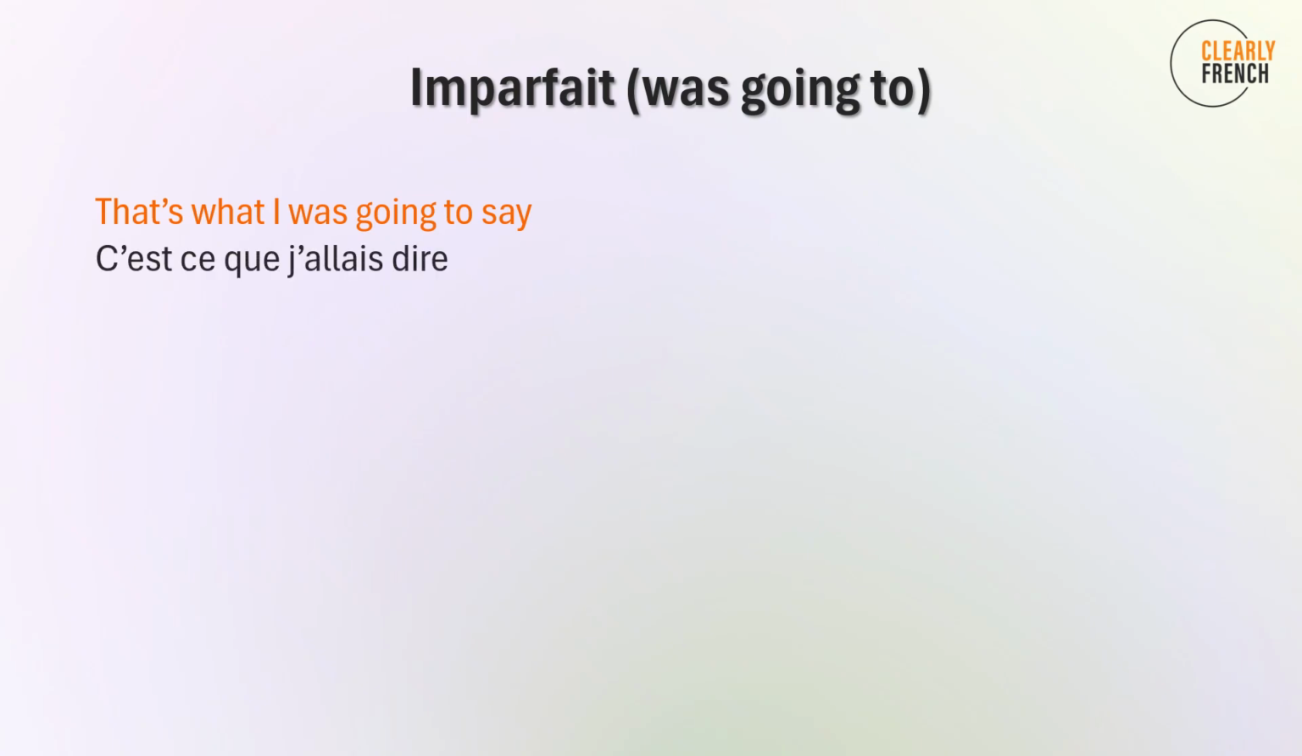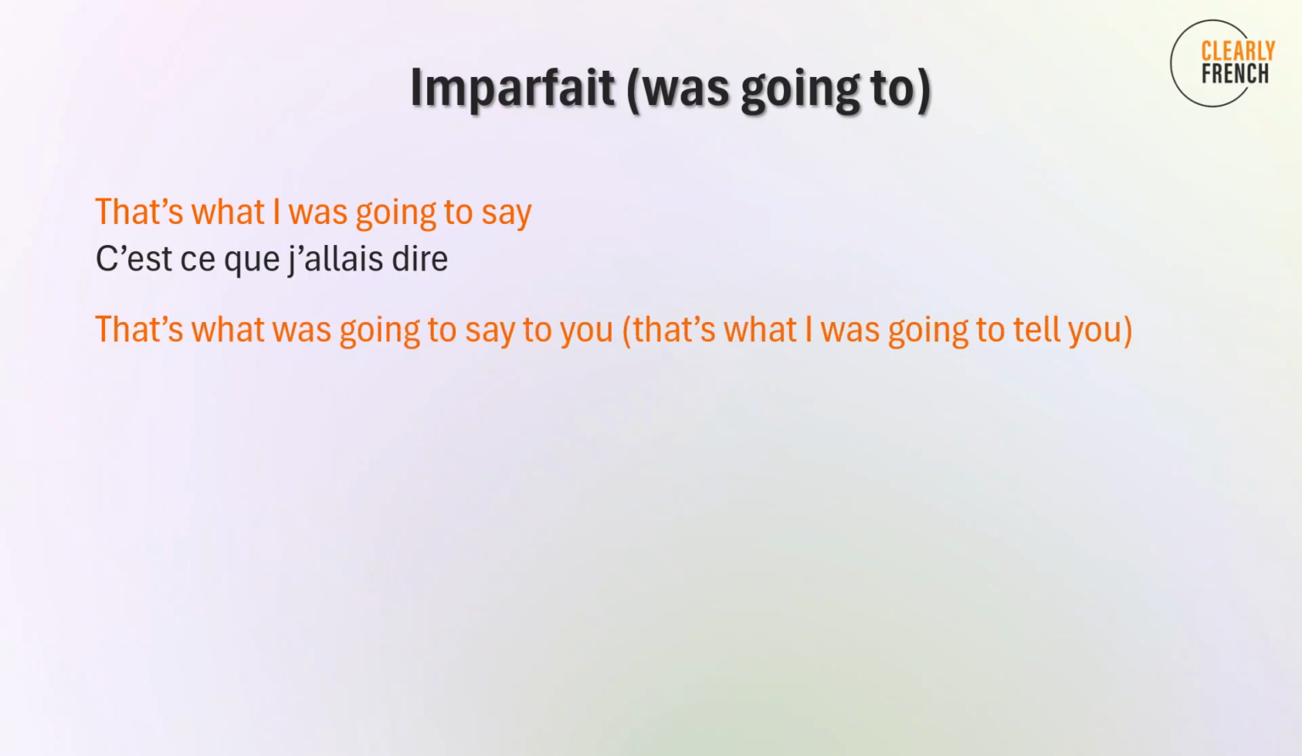Because this is a sentence we use a lot in the past to express a past intention, I'm going to show you how it works. That's what I was going to say. So was going to is the imperfect. C'est ce que j'allais dire. Je vais dire is I'm going to say. So I was going to say, j'allais dire.